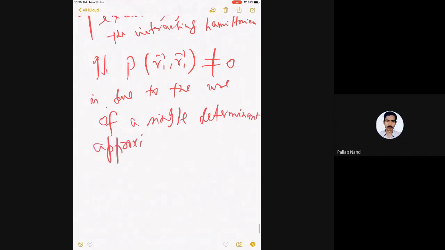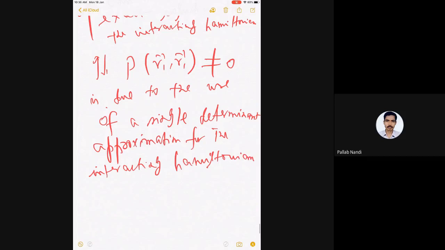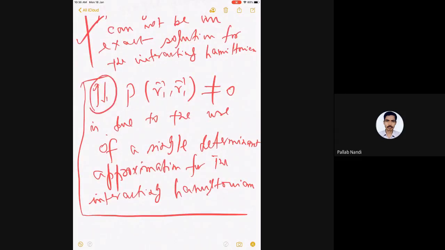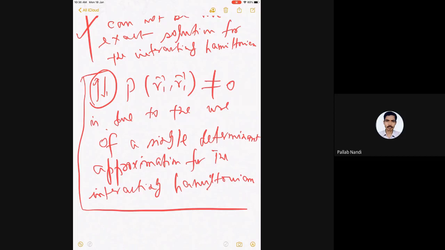Approximation for our case of an interacting Hamiltonian. Okay, so it's very important to realize this thing. The fact that this, PR1R1, is not zero for the anti-parallel spin. So I should write this: not zero for anti-parallel spins.